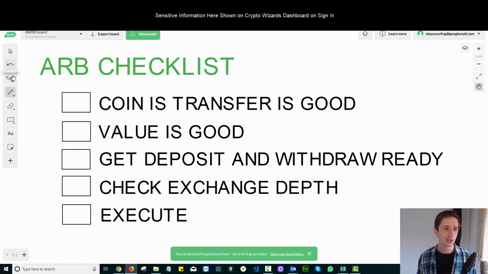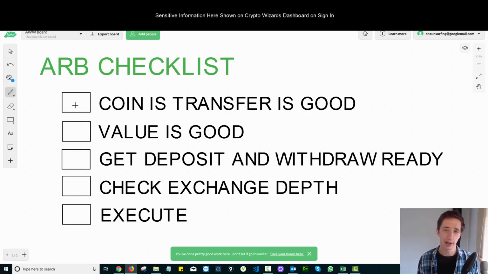And so how should you think about, I'm going to use the color blue. I don't know why, I just like that color. So how should you think about this checklist over here? How should you think about doing an arbitrage trade? Well, the first thing you want to do is check that you can transfer this coin. And so what does that mean?